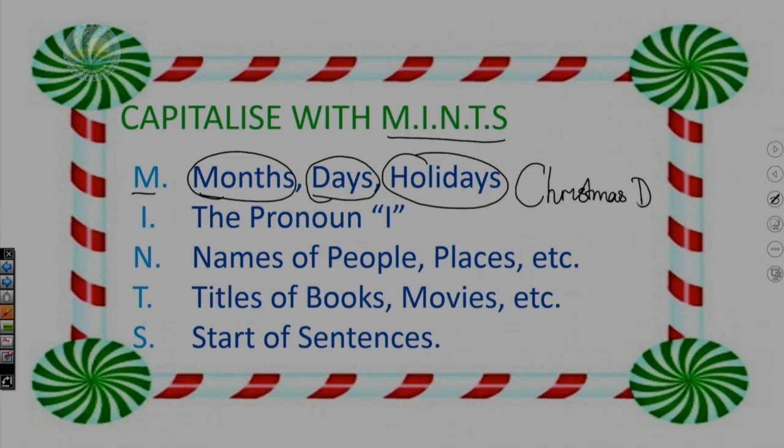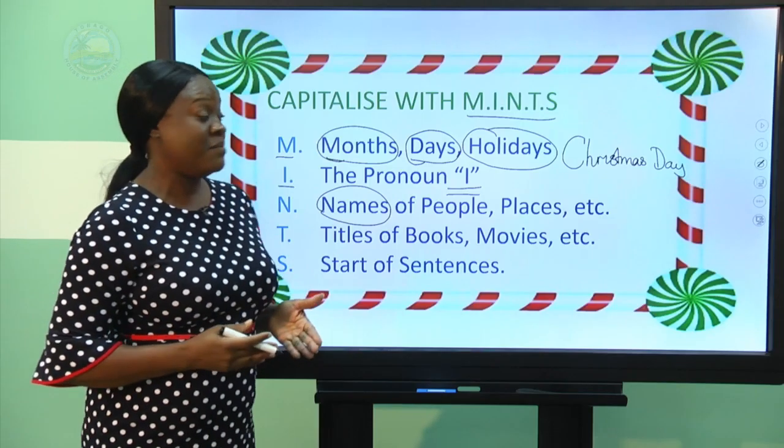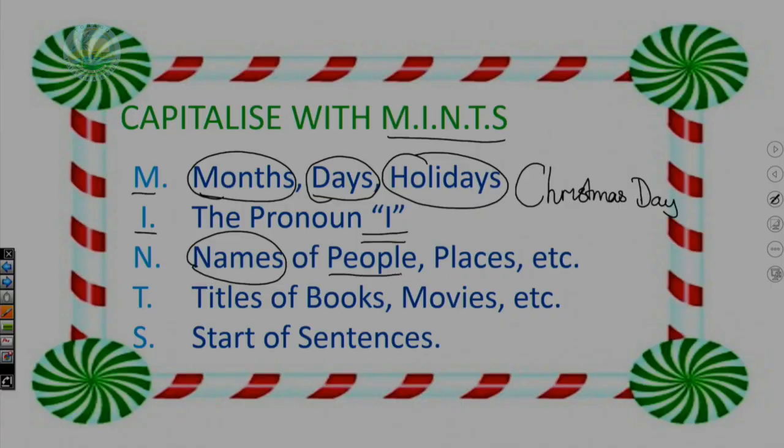And a capital D for the word day. We come down to the I in the word mints. The I means that the pronoun I is always written with a capital letter. And we capitalize names. So whatever the name is, as long as it is the special name of people, of places, we always write them with capital letters.